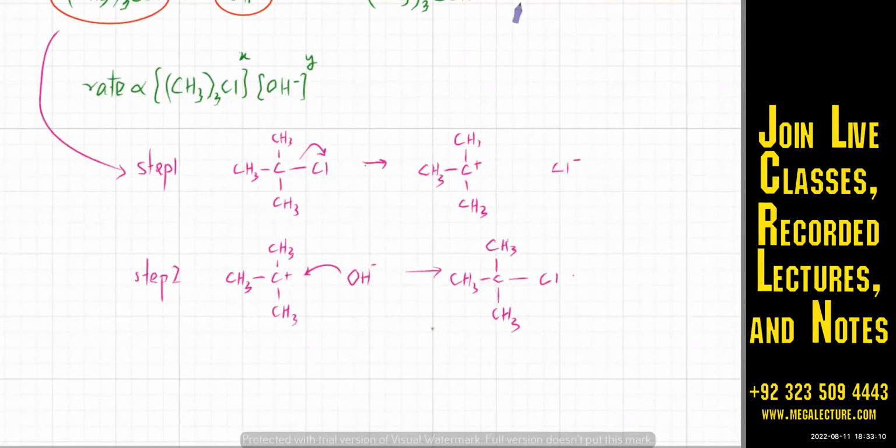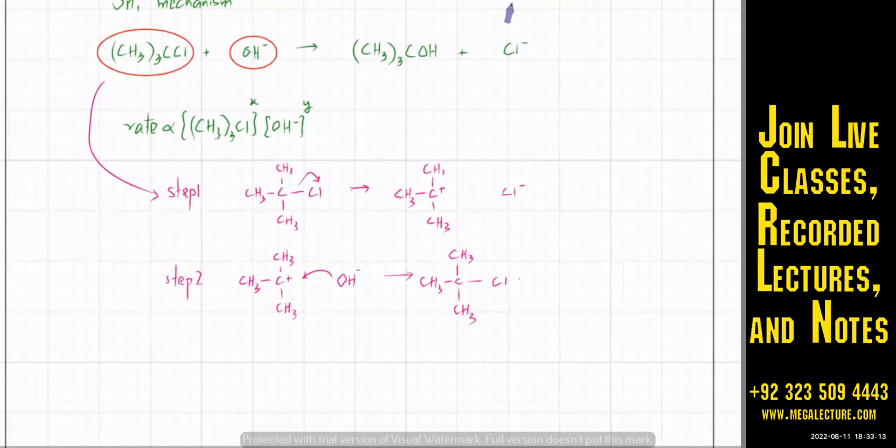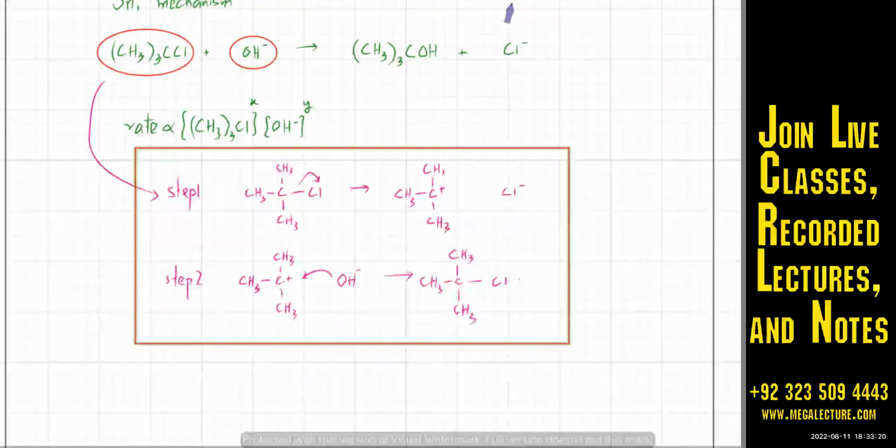Now that's your entire mechanism of this reaction. 2 steps. And don't worry, this mechanism will be provided to you.